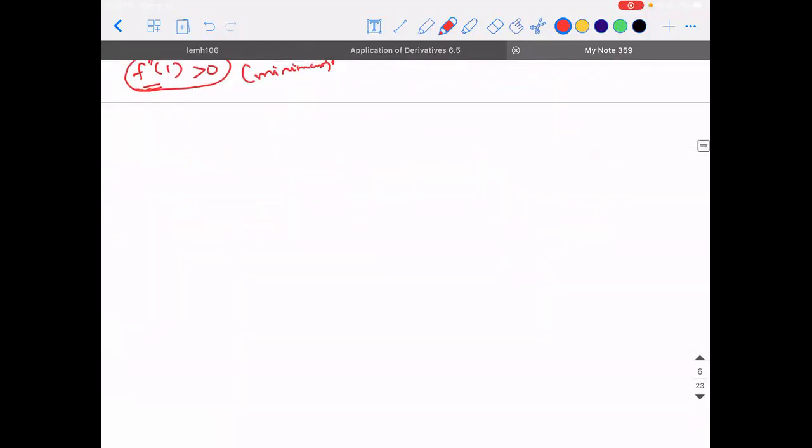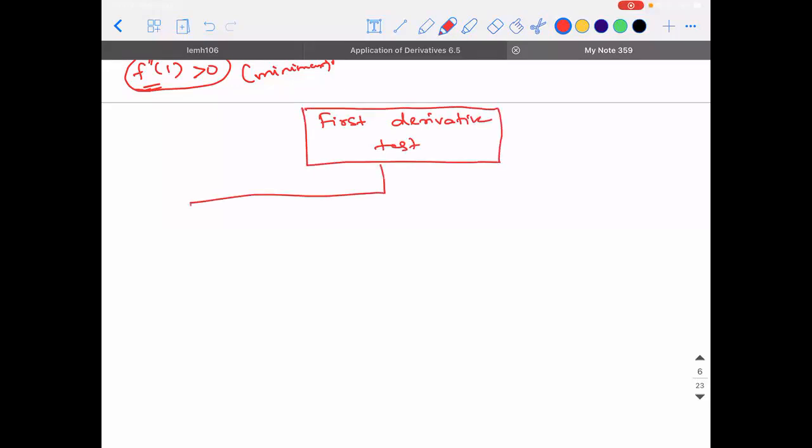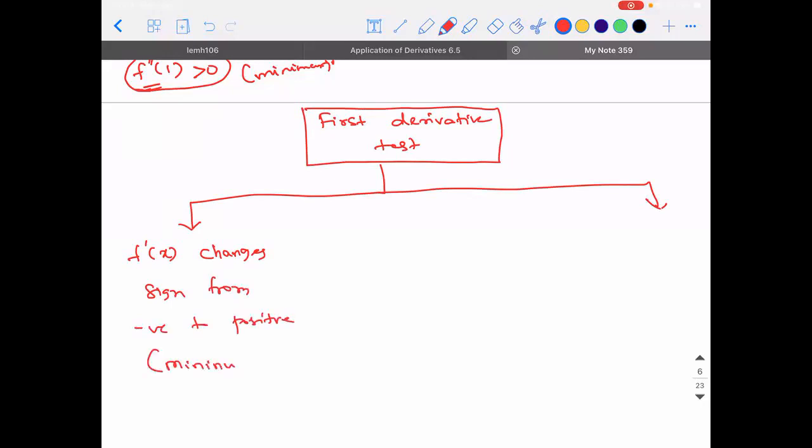I think there is a confusion for you guys. I'll put it as a block diagram, then I will explain what is the meaning of it. So in the first derivative test, if f dash of x changes sign from negative to positive, it's the point of minimum. If f dash of x changes sign from positive to negative, then this is the point of maximum.